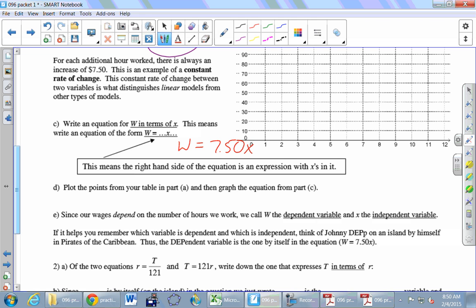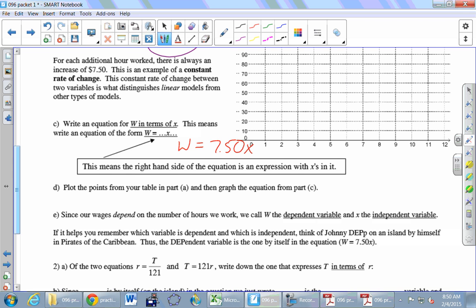So that's our equation. And again, this is a new definition for us. W in terms of X means W equals. You see in terms of, that is a very precisely defined mathematical phrase, and it means equals. W equals something with x's in it, as opposed to x equals something with w's in it. This is W in terms of x.